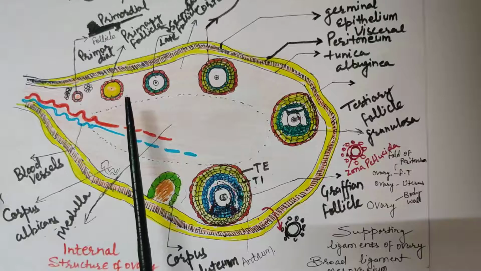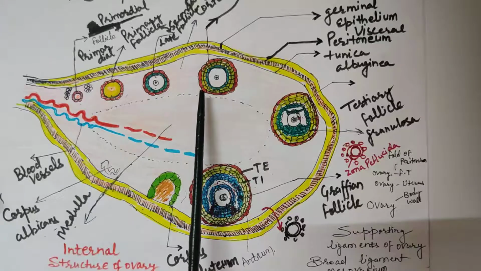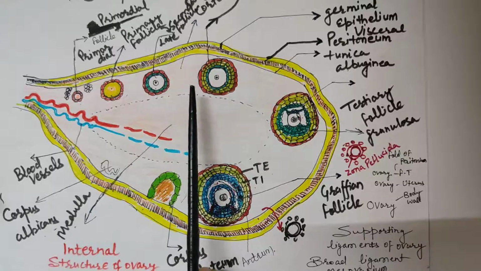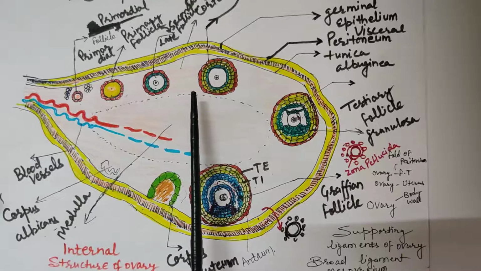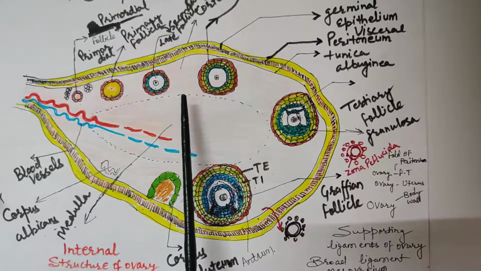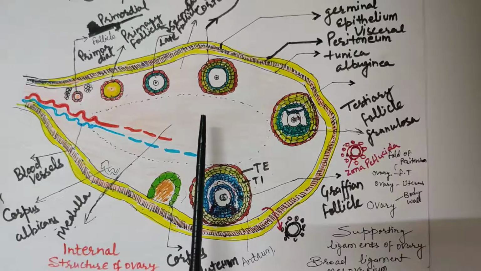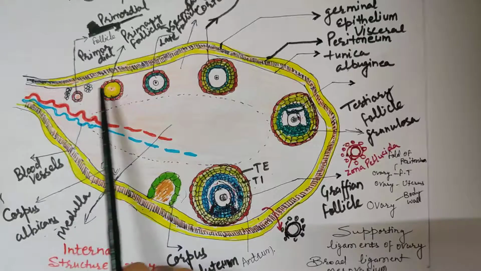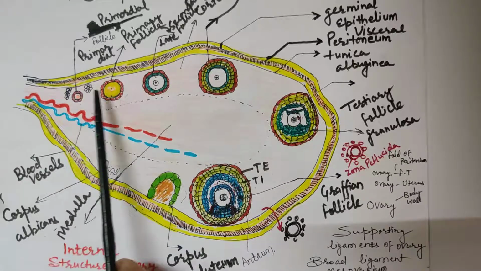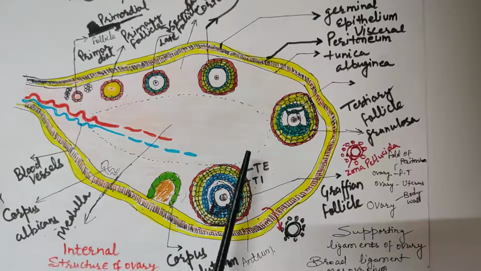The number of follicles in each ovary of a young adult female is 60,000 to 80,000. Before birth, and even at the time of birth, this number is in millions. But in the time period between birth and puberty, a large number of these follicles degenerate, so that only 60,000 to 80,000 primary follicles are left in the ovary at the time of puberty. So these all structures are follicles. We will study them in detail in our next topic, that is oogenesis.